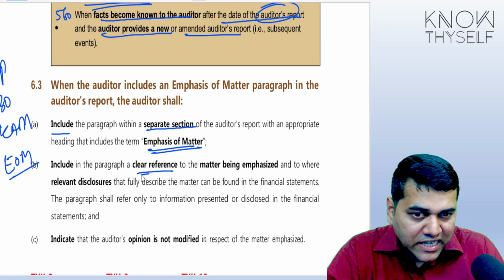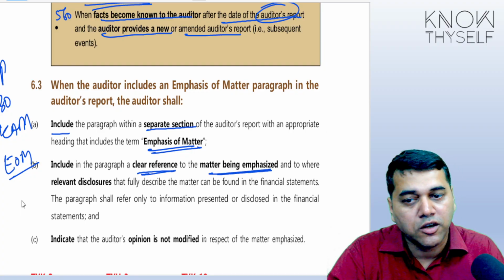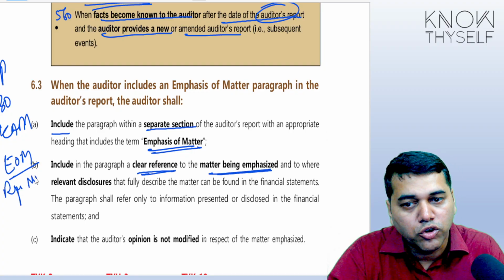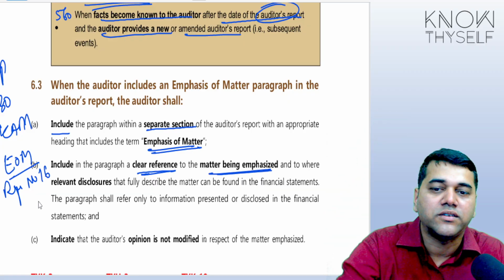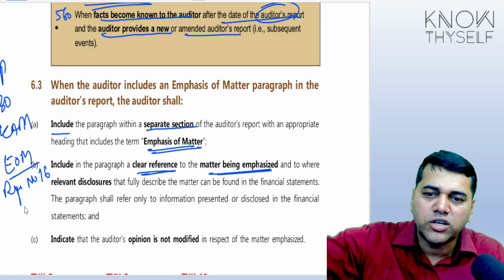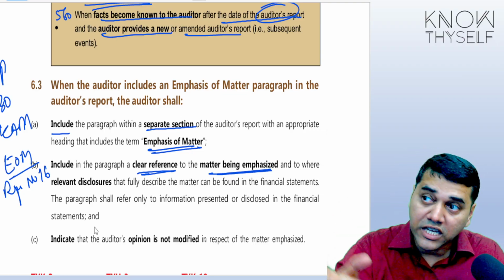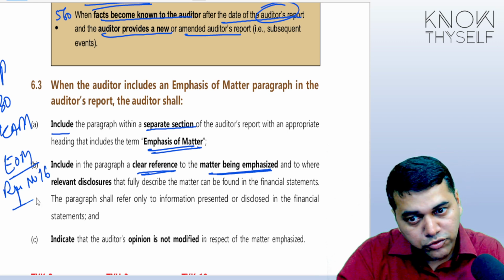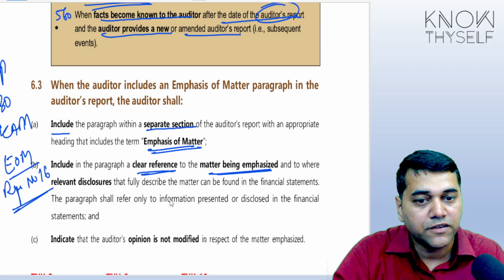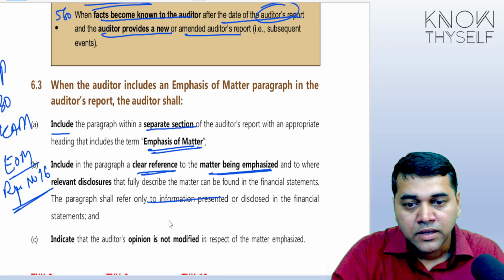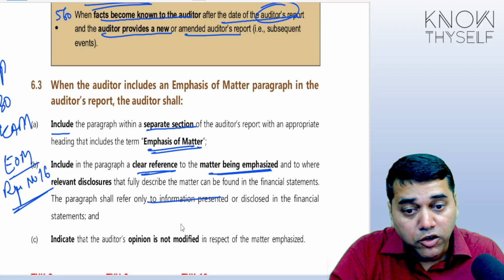First, give a clear reference to the matter being emphasized. How? Refer to note number 16. You start your answer with this, some imaginary dummy note number you refer, because you can write the emphasis only if the matter is properly disclosed. So always give the reference, referring to the information presented and disclosed. At the end, you need to tell that our opinion is not modified.